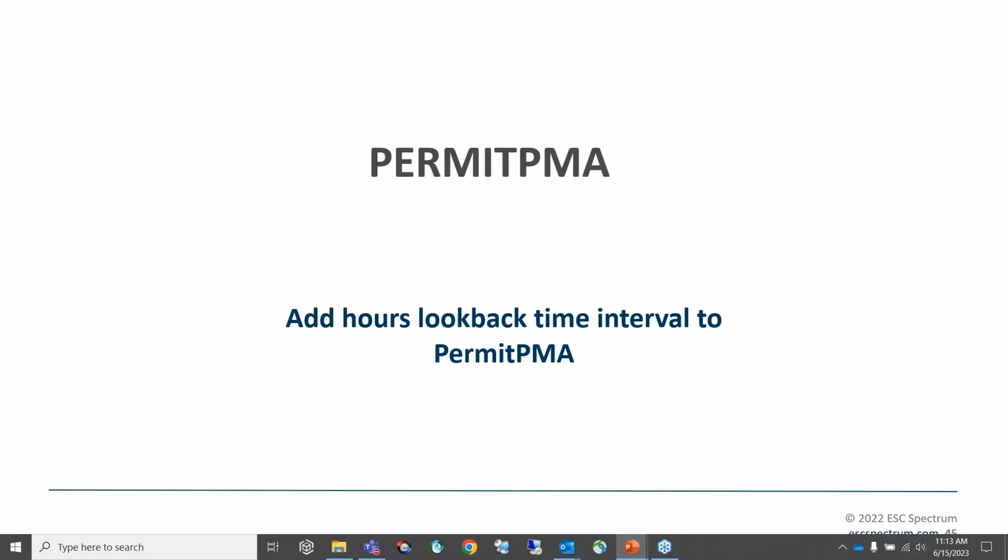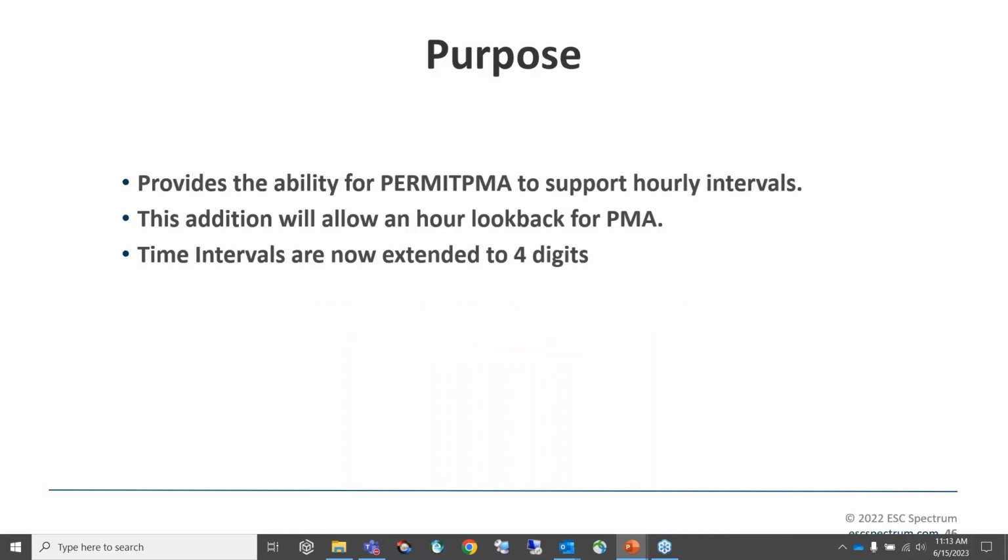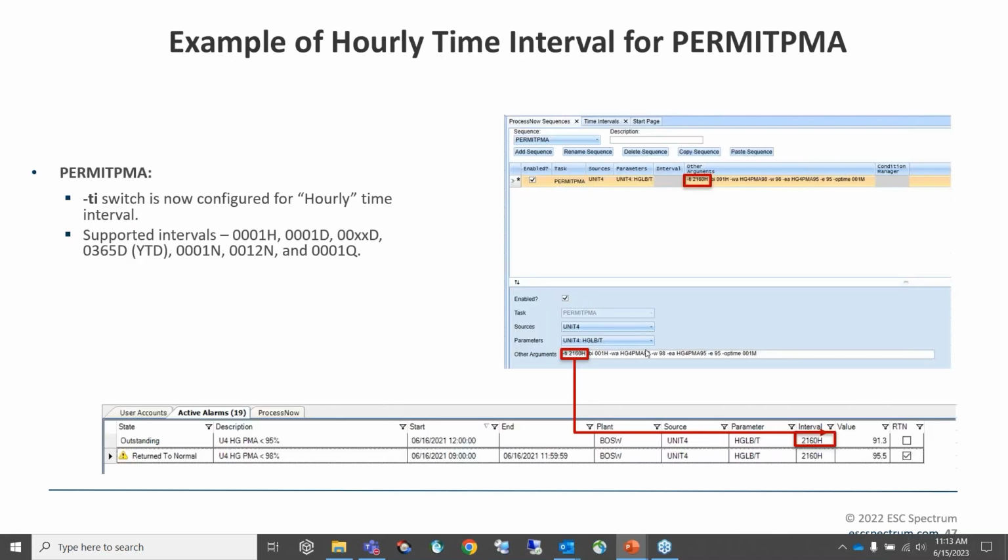Permit PMA. Add hours lookback time interval to permit PMA. This provides the ability for permit PMA to support hourly intervals, which will allow an hour lookback for PMA. Time intervals are now extended to 4 digits. Here's an example of an hourly time interval for permit PMA. Note that the -TI switch specifies the target interval.